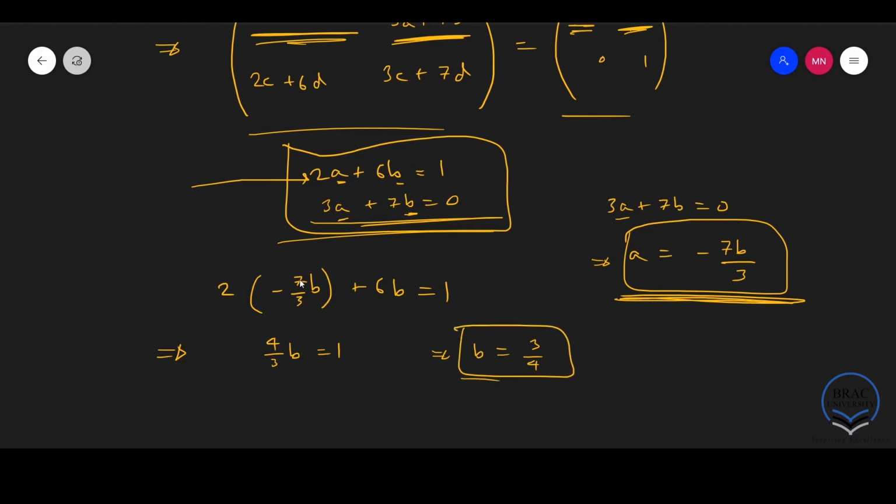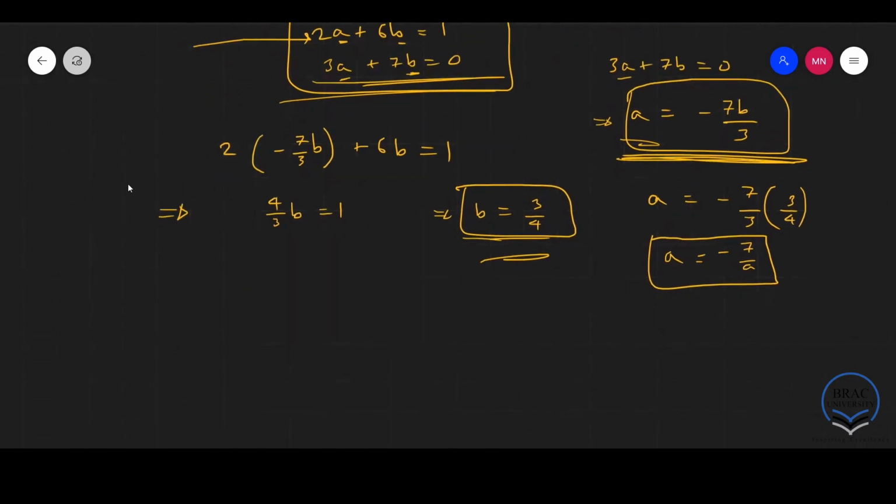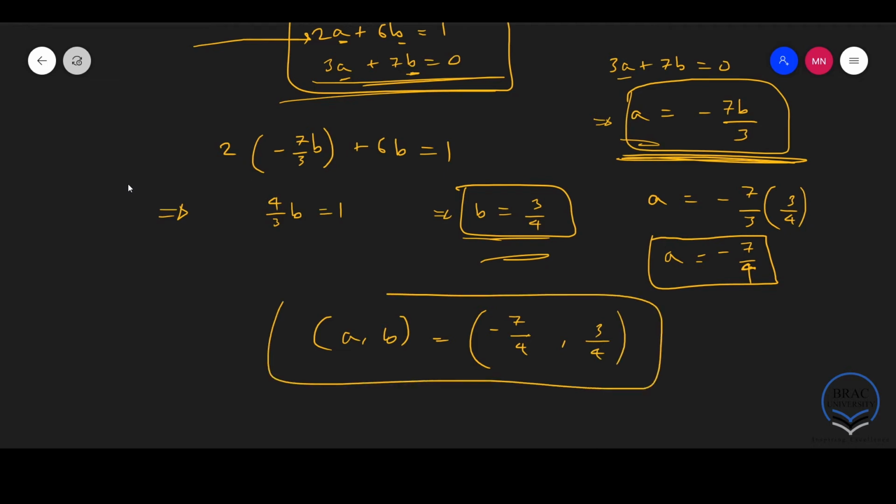So since we have found B, I can now find A, right? I can have A equal to minus 7 by 3 times B, and this gives me minus 7 by 4. So this is A, and this is B. So we have found A and B: A is minus 7 by 4, and we have found 3 by 4 to be B. Right? This is the solution of this system.